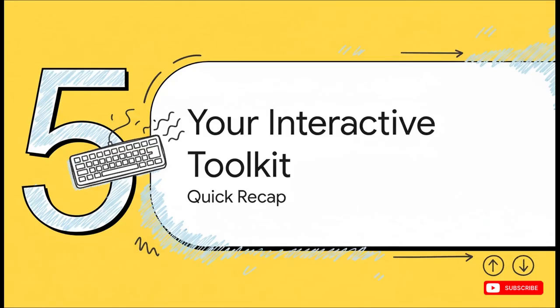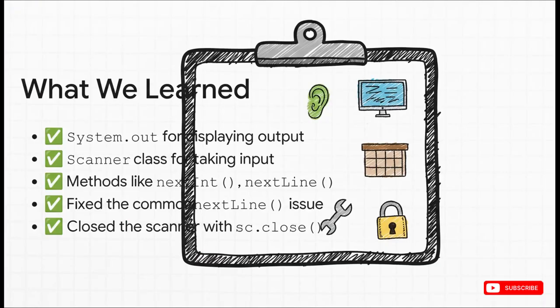So let's just take a step back and look at what we've done. You've just armed yourself with a complete toolkit for creating interactive Java applications. You can now build programs that don't just run blindly, they actually communicate. In just the last few minutes, we've covered all the essentials. We learned how to use System.out to make our program talk. We've mastered the scanner class to make it listen.